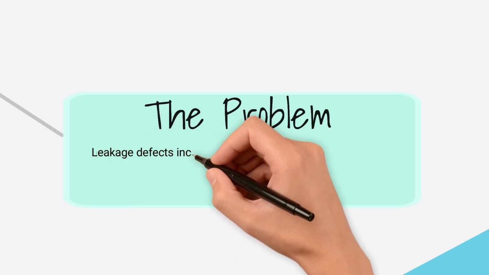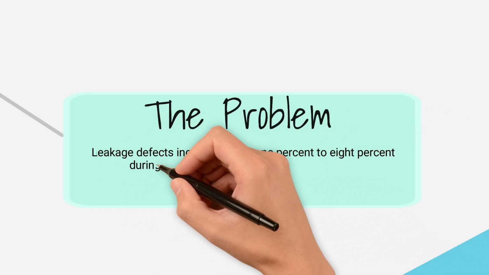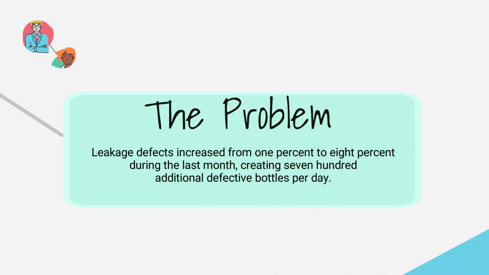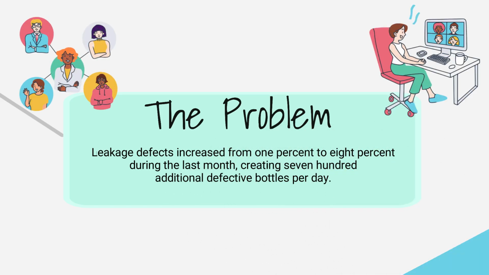First, let's define the problem. Leakage defects increased from 1% to 8% during the last month, creating 700 additional defective bottles per day. Now we need to find where to focus. Let's start with Pareto analysis.